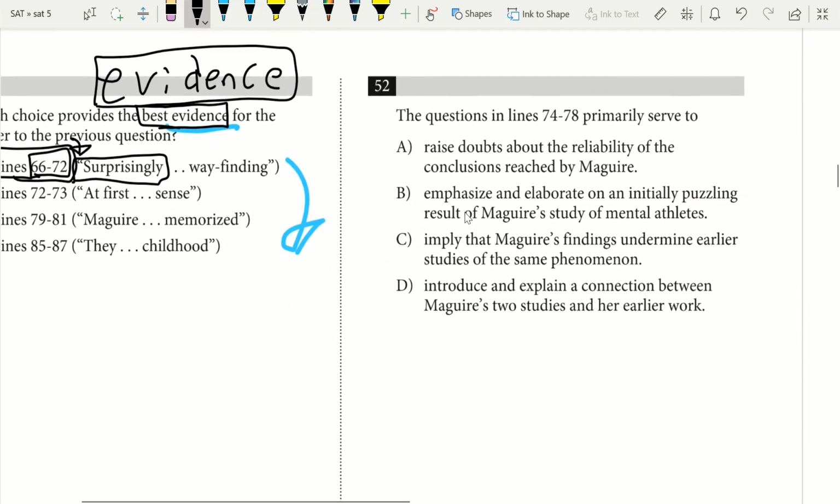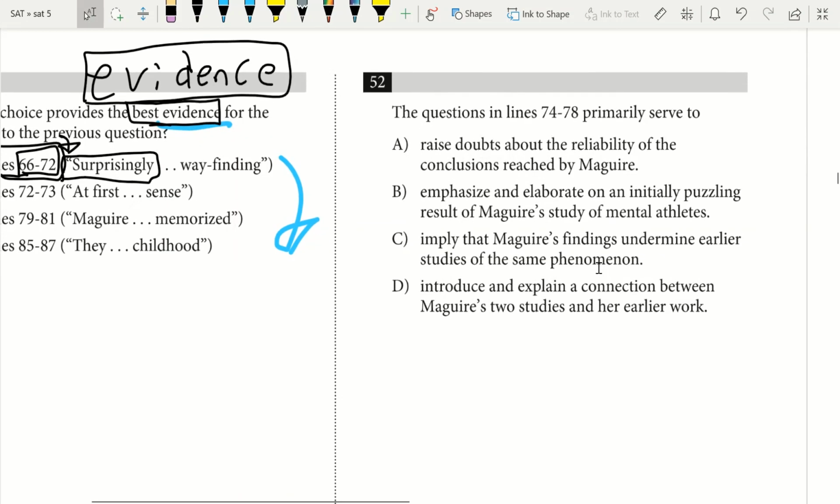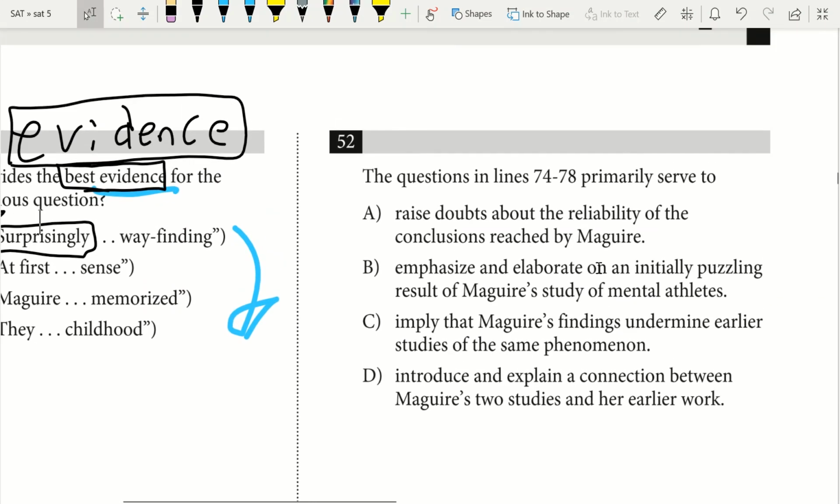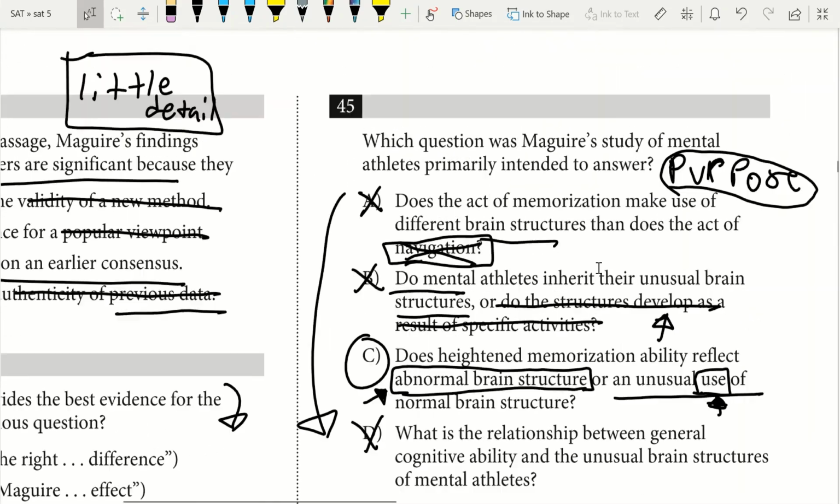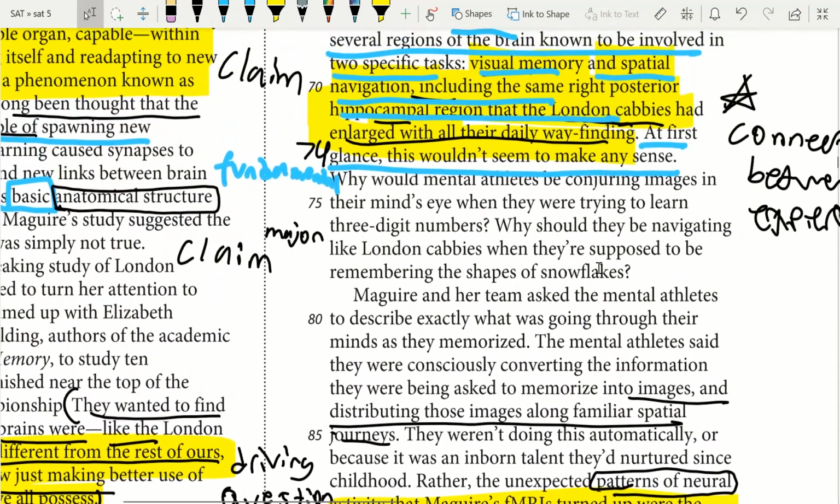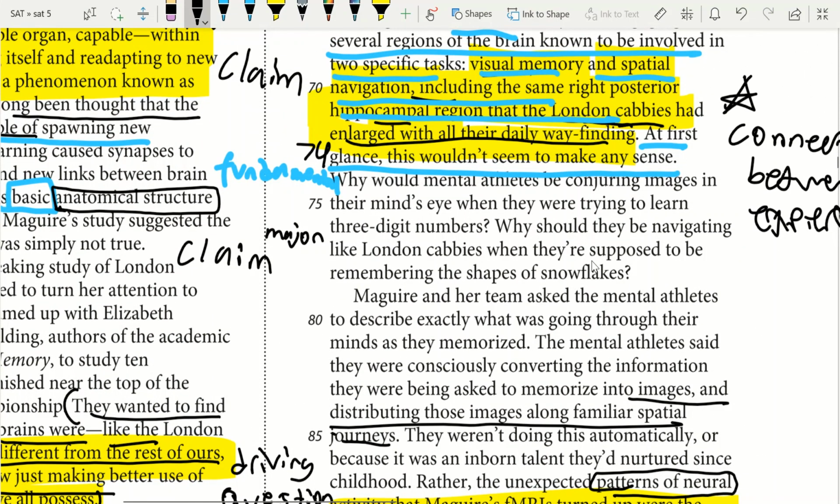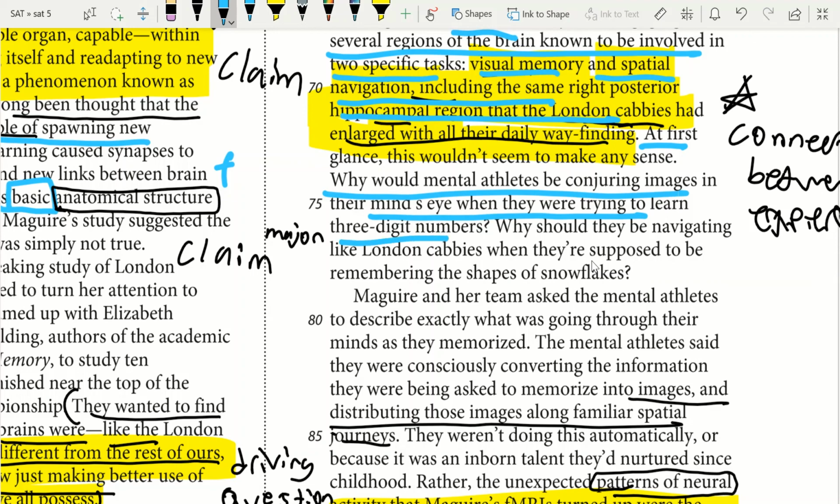All right, 52. The questions in lines 74 to 78 primarily serve to do what? Well, let's go take a look at those lines, and then we'll come up with our own answer choice for that one. So what did it say? 74 to 78. Let's go ahead and find that. That's going to be up here. Okay, what are these lines serving to do? I'm going to erase some of this so you can see it better. I'm going to put it in blue as well. Okay, so we have, why would mental athletes be conjuring images in their mind when they're trying to learn 3-digit numbers? Why would they be navigating like London cabbies when they're supposed to be remembering the shapes of snowflakes?